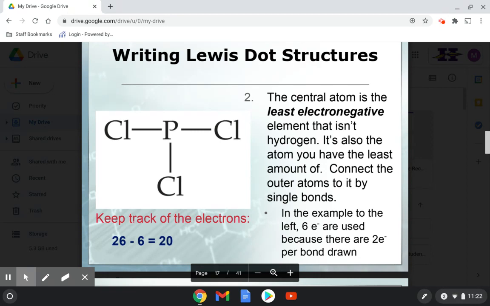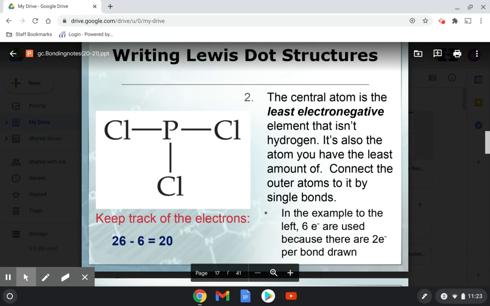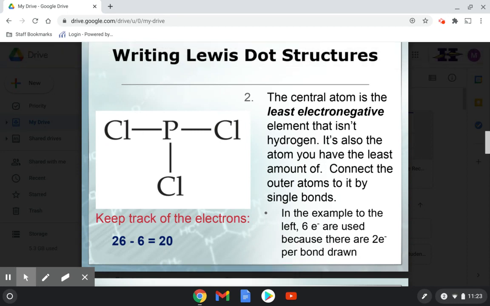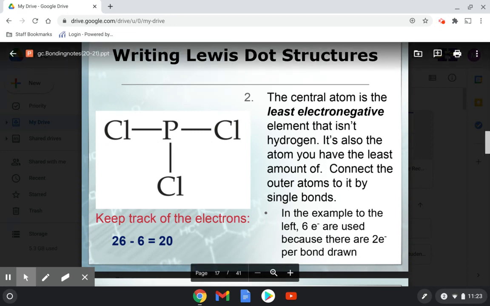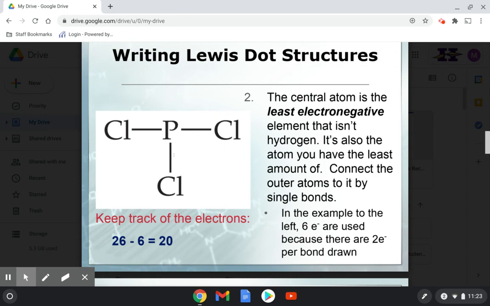So again, we have to keep track of the electrons. With phosphorus, it's going to be used with the 3 unpaired electrons for each chlorine. So we take away 6 with the bonds here. In this example to the left, 6 electrons are used because there are 2 electrons per bond drawn, and there are 3 bonds being drawn. So there should be 20 valence electrons available after the bonds that we see here.